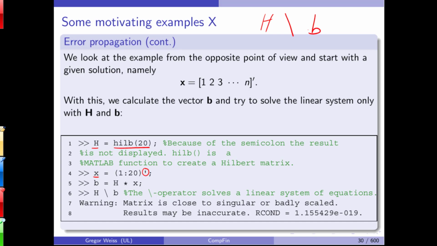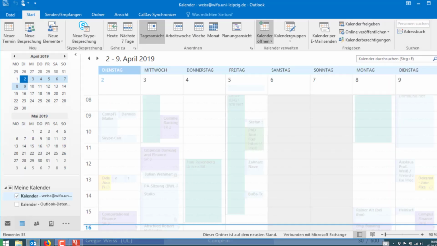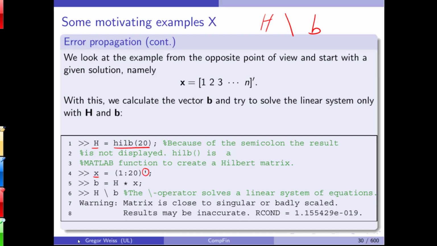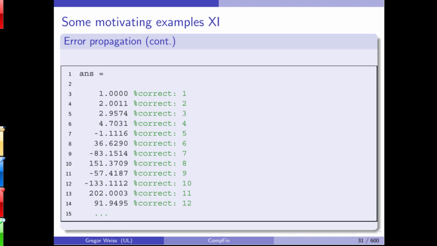And this operator is the operator in MATLAB for solving a system of linear equations with h as the coefficient matrix and b on the right-hand side. And as you can see, solving this system of linear equations results, first of all, in a warning. Matrix is close to singular or badly scaled. Results may be inaccurate. And well, let's see what comes out.